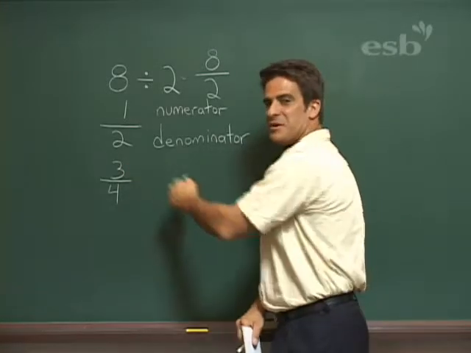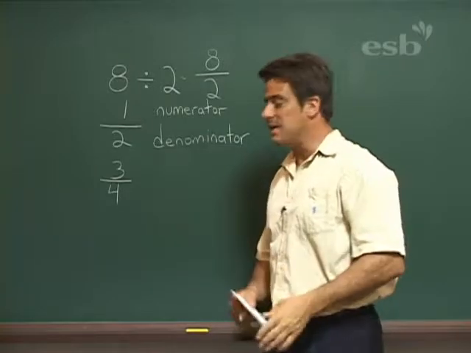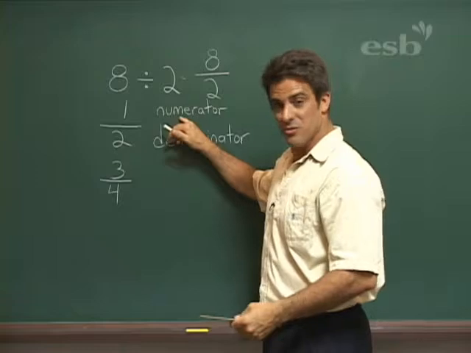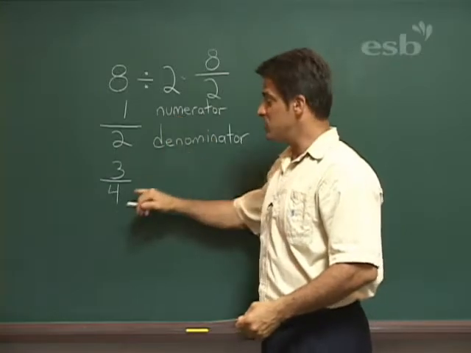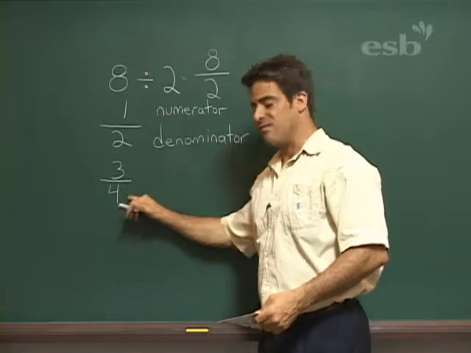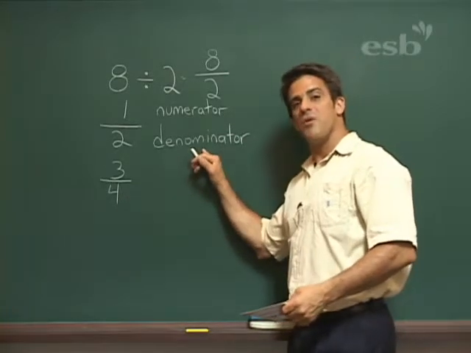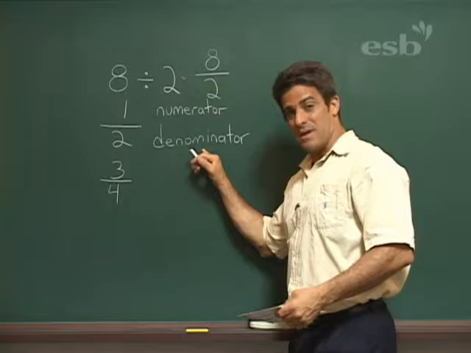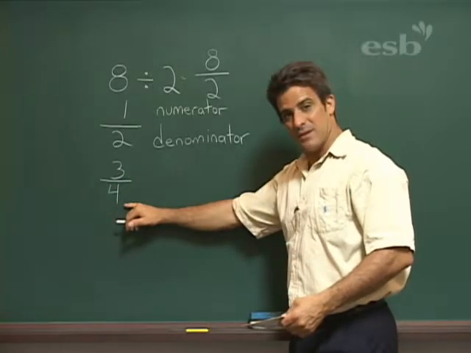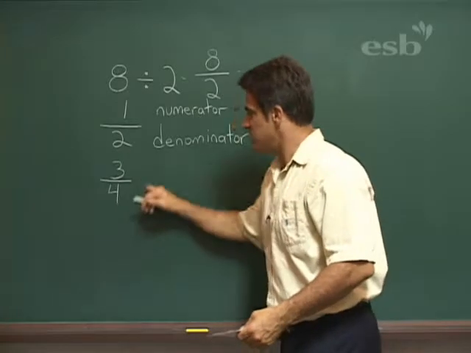Very good. The number 3 is on top, so the number 3 is the numerator. What do we call the number 4 here? Very good. The number 4 is the denominator. Numerator, denominator. Fraction.